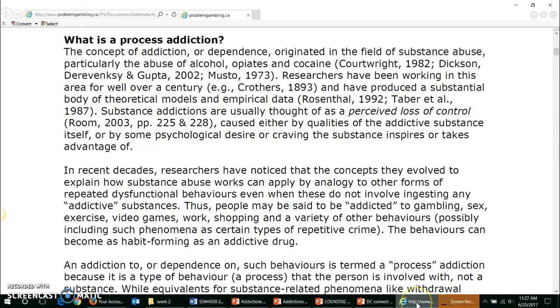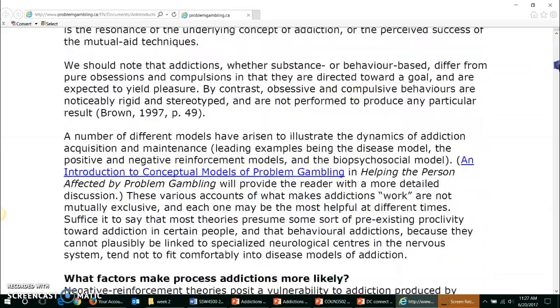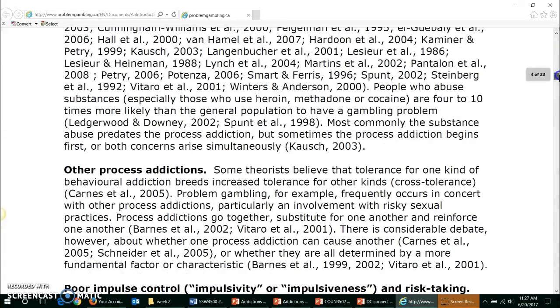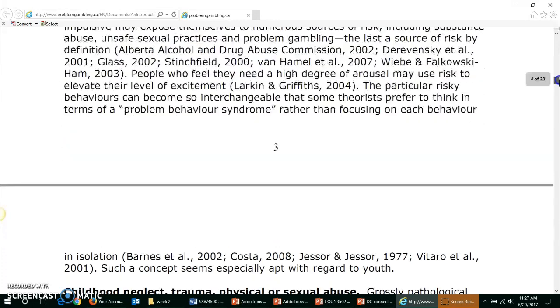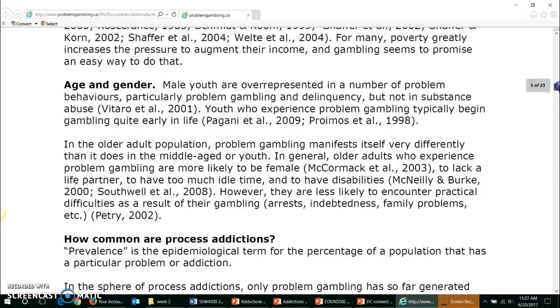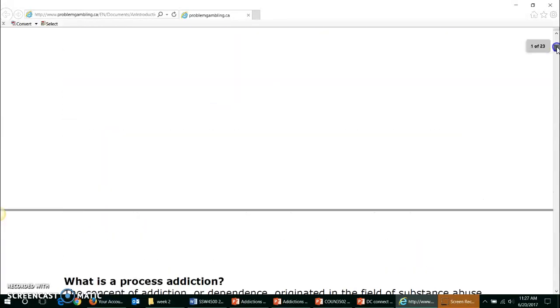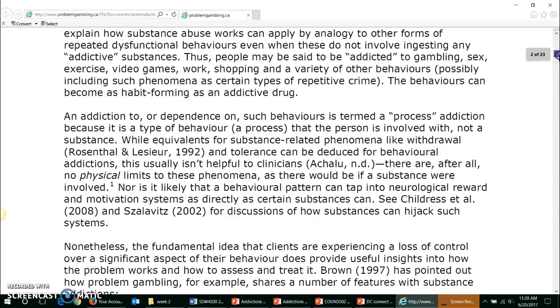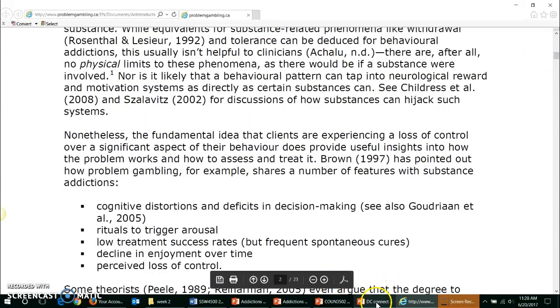Just to give you a brief overview, this is the document that I'm referring to. So you can see it clearly defines what a process addiction is. It proceeds to talk about factors that make process addictions more likely. And it spends time really describing the details and doing the compare and contrast between process addictions and substance addictions. So again, I really encourage you to read online. If you don't want to read the entire thing, then I would at the very least encourage you to read the definition of what a process addiction is. All right, back to me.